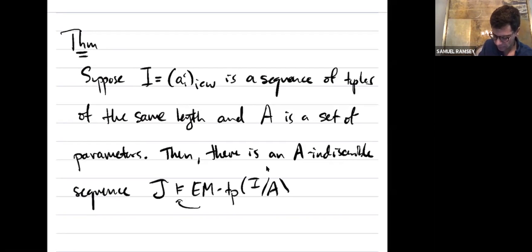So this is another abusive notation. Normally the symbol means, of course, satisfies, and it's the relation between a model and a formula, or a model and a theory. But here we're going to use it to mean that you can take a tuple or a sequence and use the symbol to mean that it realizes a certain partial type. So this means realizes. We'll use this a lot too.